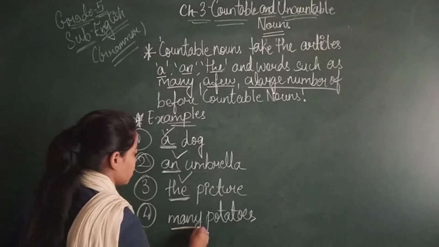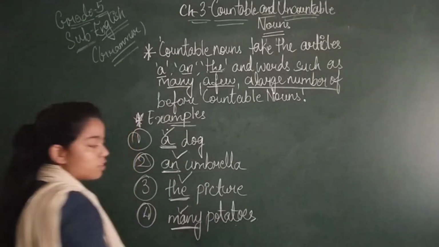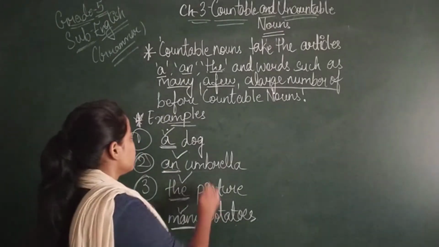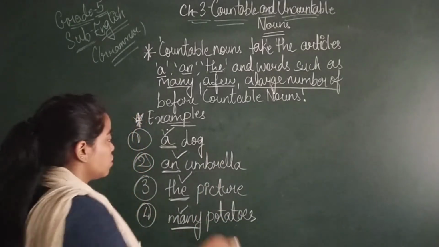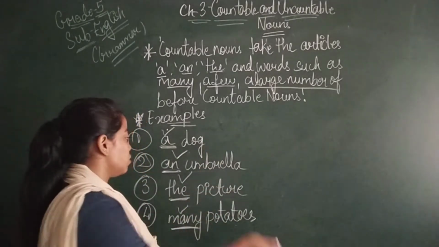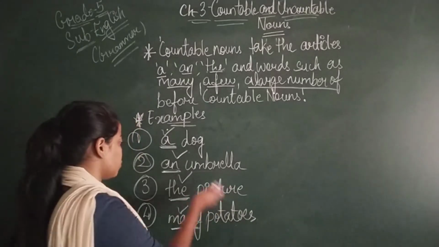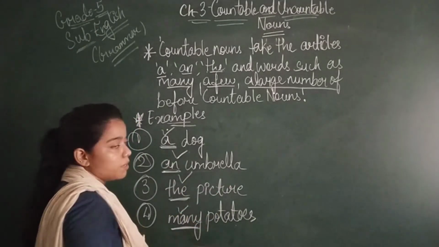Right, so many comes again before the countable. Potatoes we can count, right? Your dog also we can count. Umbrella also we can count. Picture also we can count. So before these, these articles and words are being used.